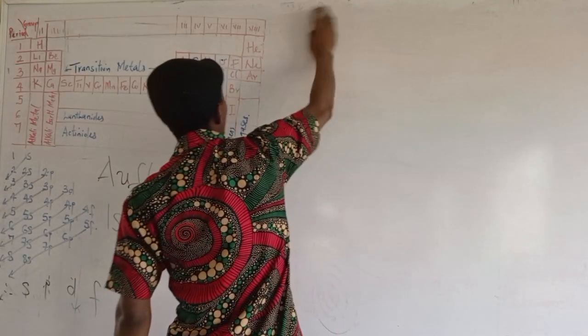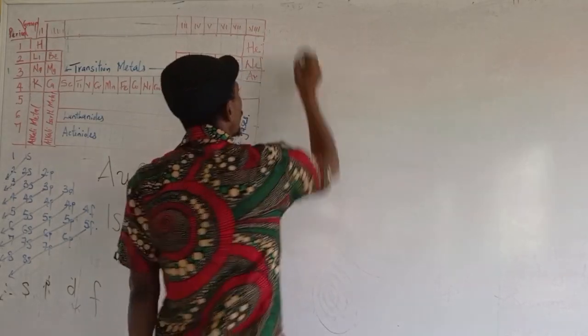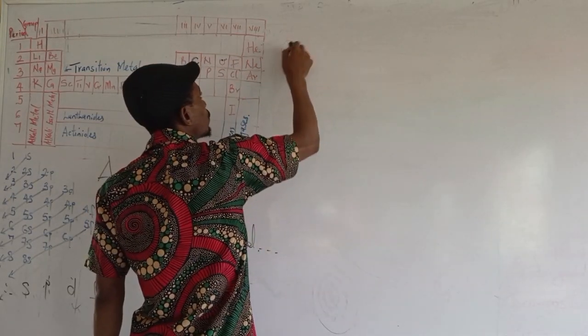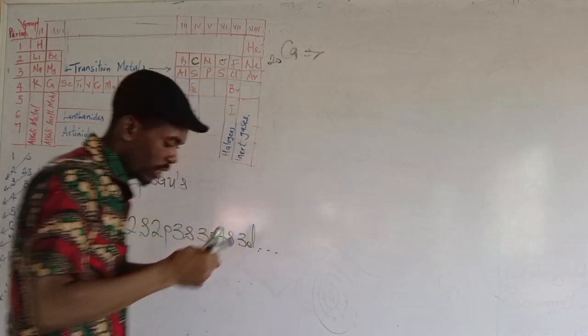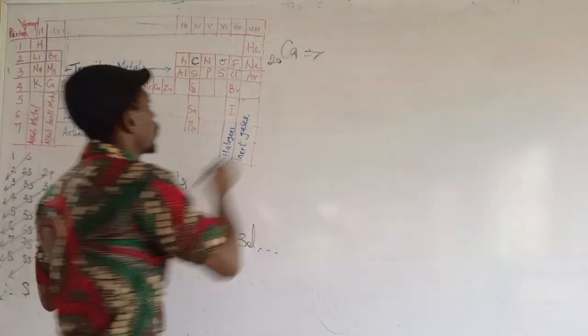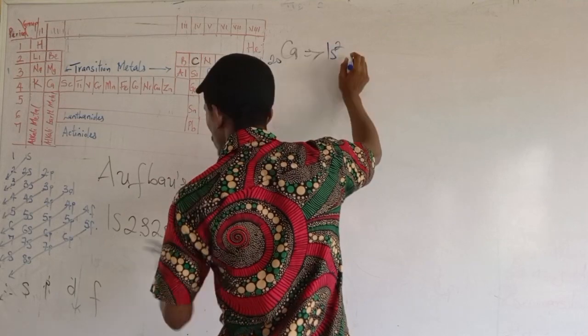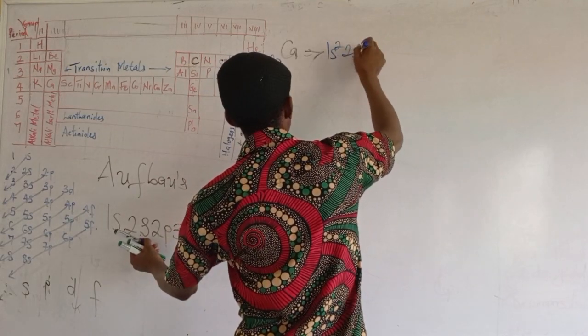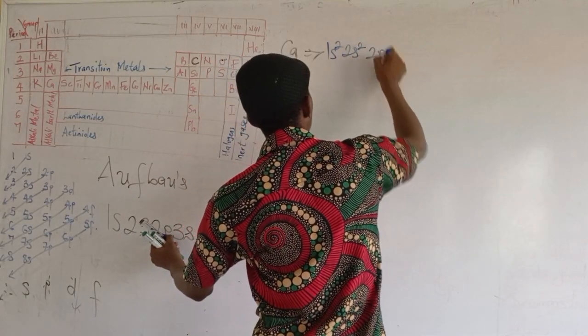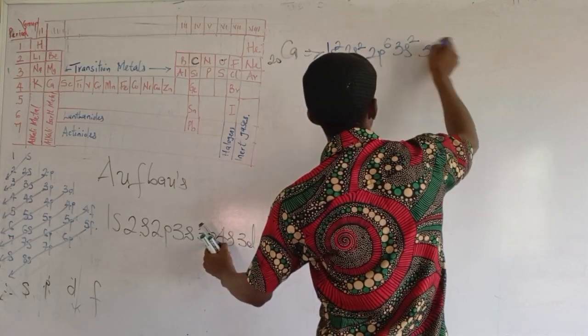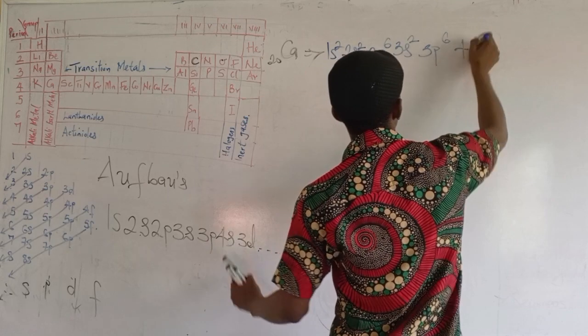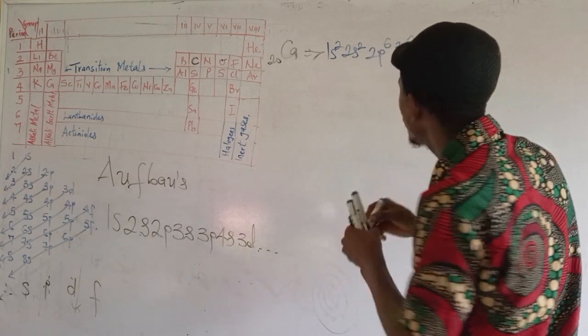For example, I want to configure an element like calcium, which is 20. Calcium is 20, which I'm supposed to get 1s2, 2s2, 2p6, 3s2, 3p6, and 4s2. Let's count this up to 20.